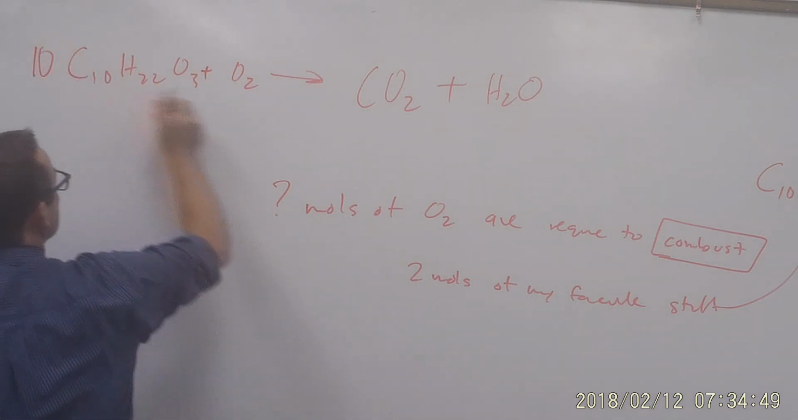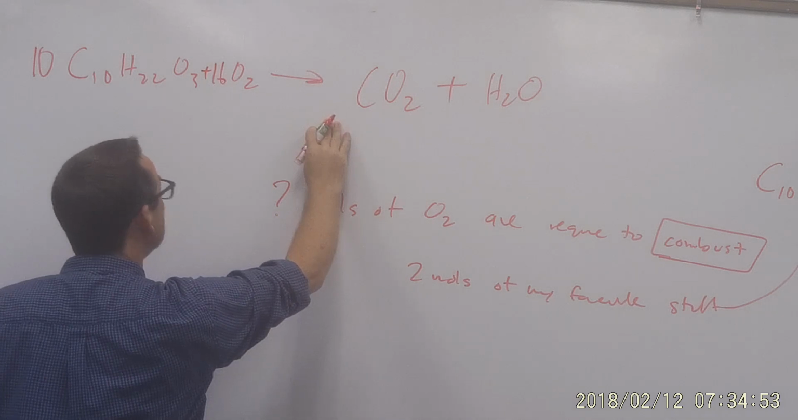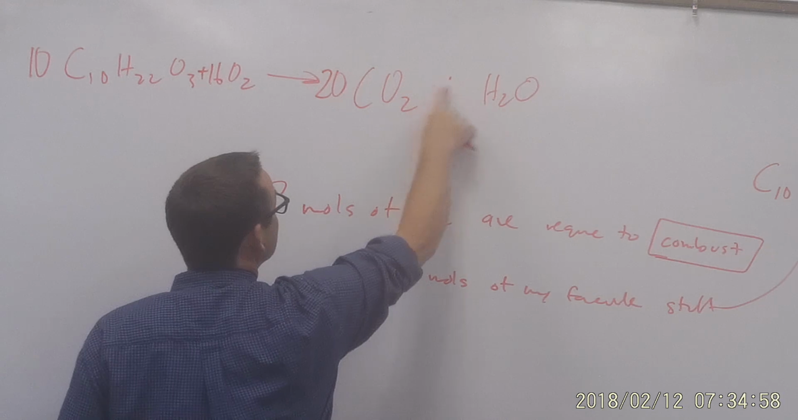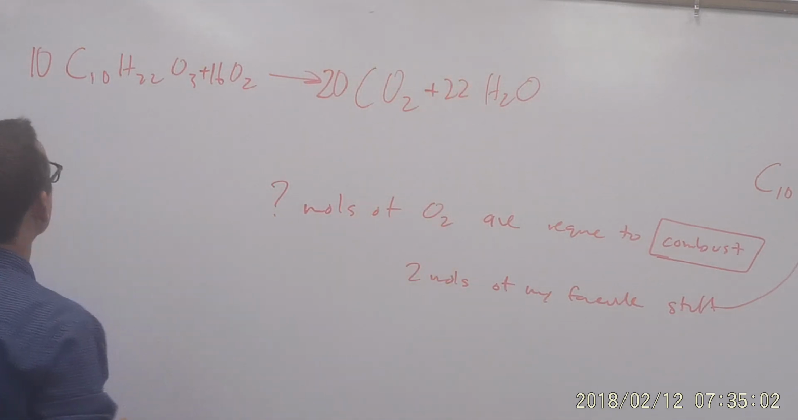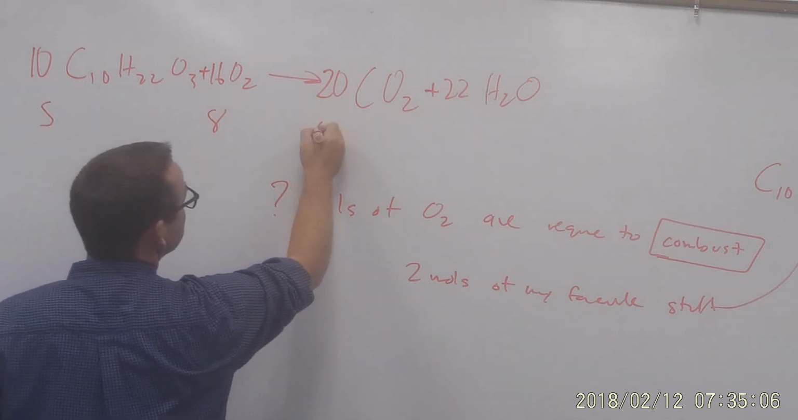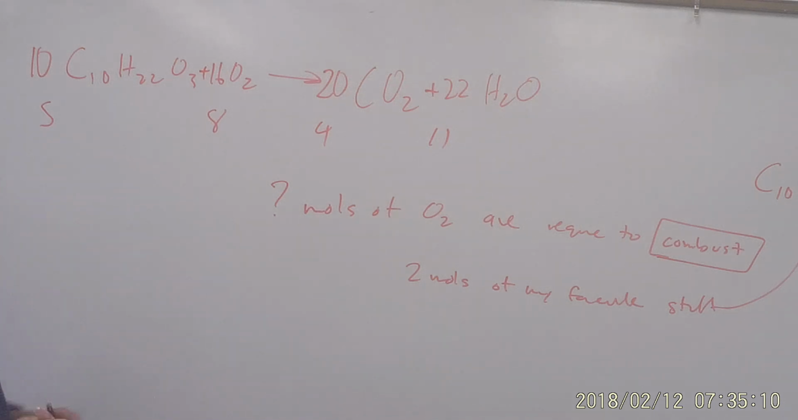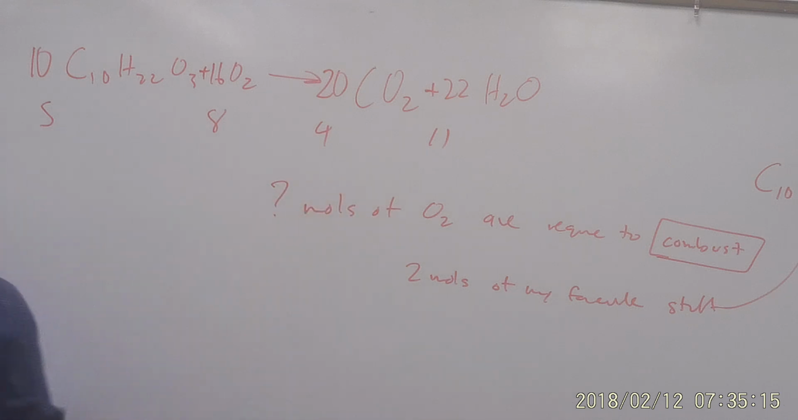10, 16, and 20, and 22? All those values are even. I did 5, 8, 4, and 11? Yeah, that's what I meant. Okay. Good. Anybody else get that? No? Did you get something else?